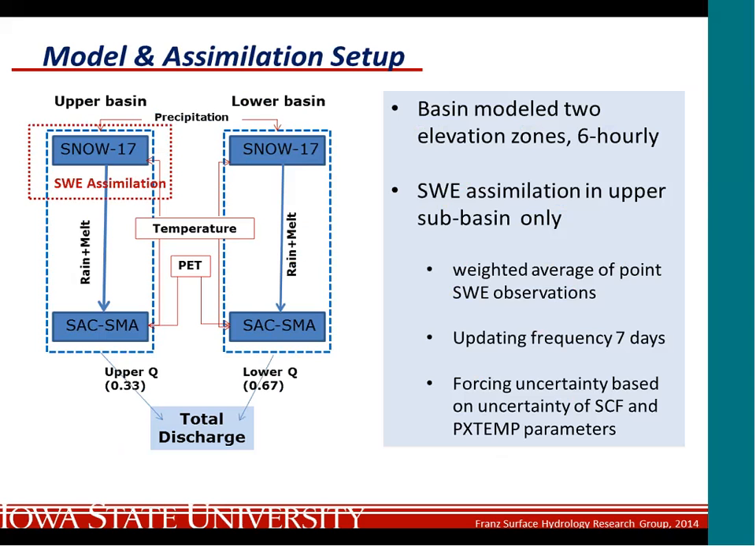The updating frequency was 7 days in this particular study. As far as quantifying the uncertainty in the forcings, that was based on a sensitivity analysis surrounding 2 parameters in the model that determine the accumulation of snow. One is the snow correction factor, which will increase or decrease the amount of precipitation received by the model. The other is the PXTEMP, which is a parameter that determines whether the precipitation occurred in the form of rain or snow.